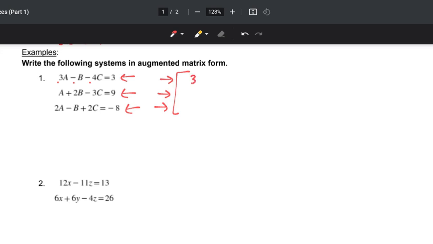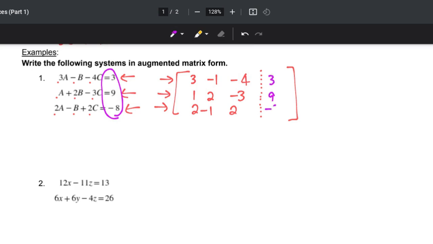But we're just going to put the coefficients, so 3, -1, -4. And then the second equation has 1, 2, and -3. And the third equation has 2, -1, and 2. And then remember, we're going to put like a little dotted line to separate the last column. And the last column is going to be related to the constants that are on the other side of the equation. So again, if these constants were not already on the other side of the equation, we would have to move them over to the right side. But we're going to write those as 3, 9, and -8. All right, and the size or the dimensions of this matrix is 3 by 4.